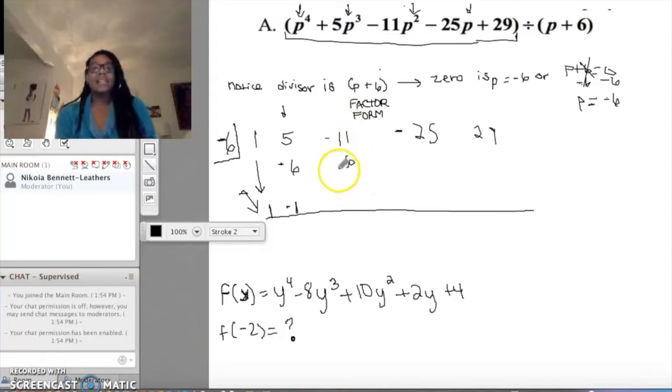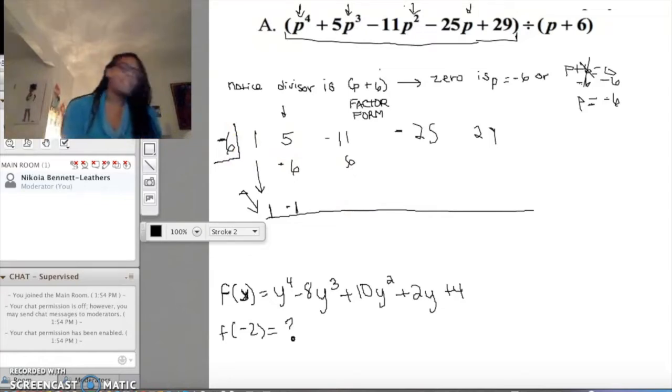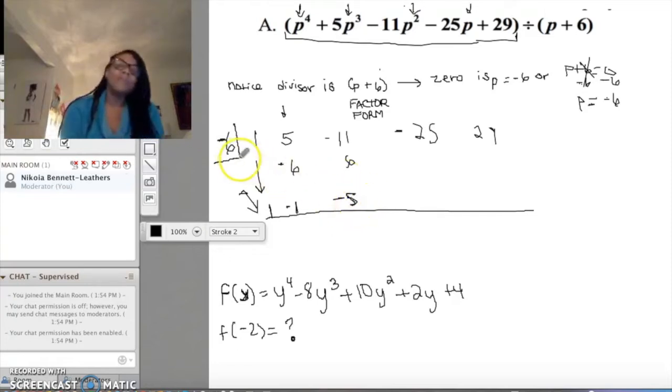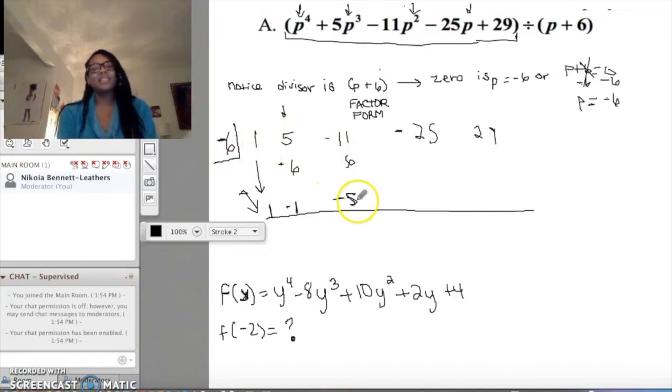Adding those together, negative 11 plus 6 is going to equal what? Negative 11 plus 6. You are right, it's going to equal negative 5. Good. So I'm going to write that on my line. And then, what goes on your line gets multiplied by your zero. Do you see how this trend is happening? Negative 5 times negative 6 is a positive 30. Combining those two together gives me a 5. And then 5 times negative 6 is negative 30. Then I combine 29 minus 30, and that gives me a negative 1.